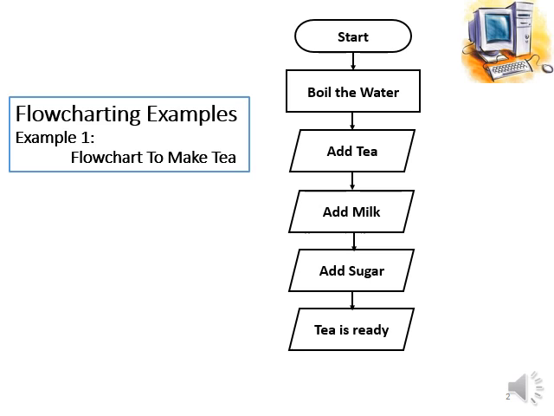So tea is ready, and if the tea is ready we have got the output, so at the end we put the stop symbol because our process is completed and our tea is ready. So at the end we have to put the stop symbol. So for start and stop we use the same symbol and for input output we use the same symbol, that is parallelogram, and for processing we use the rectangle symbol.